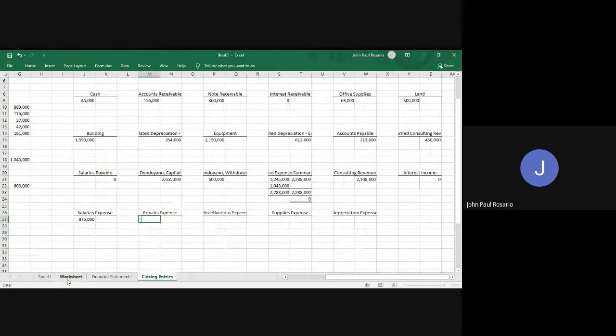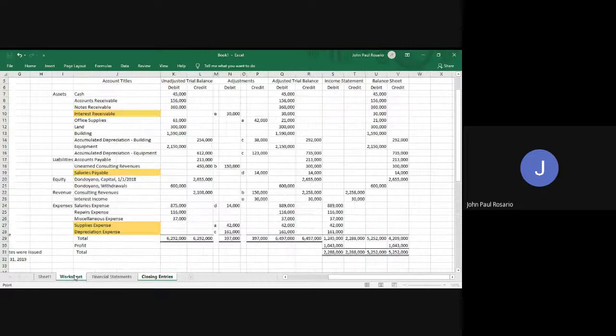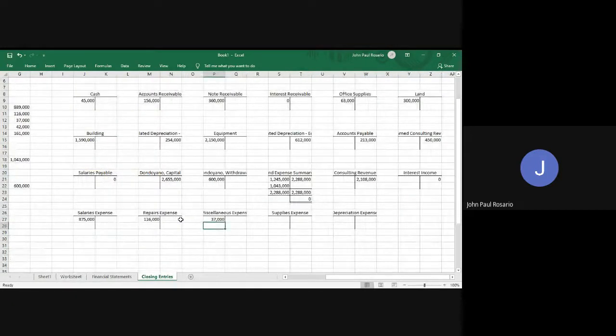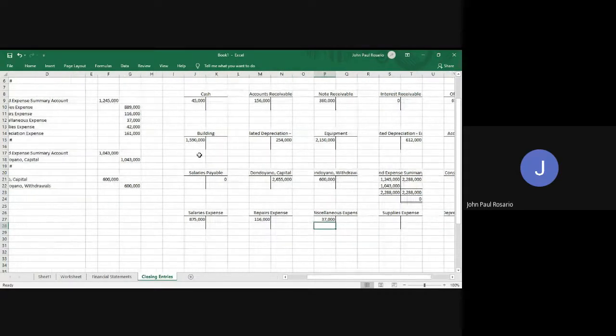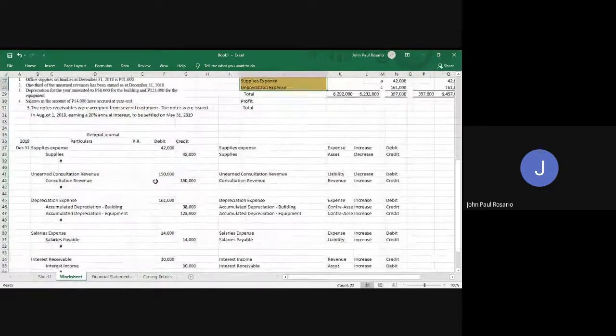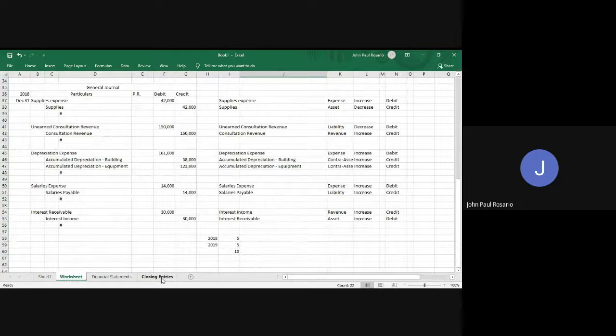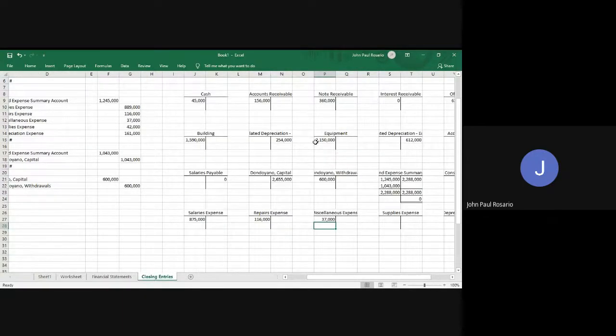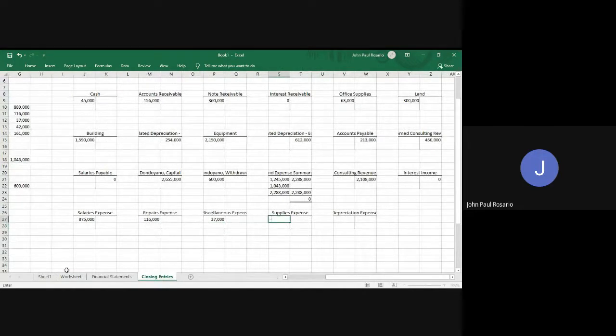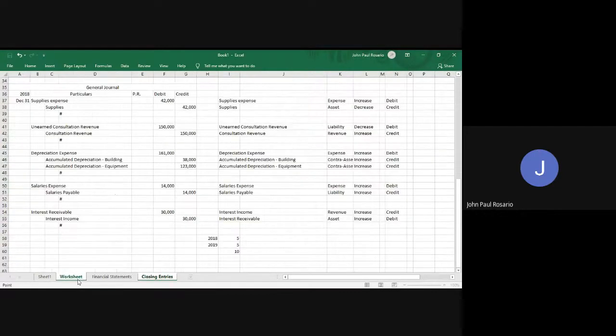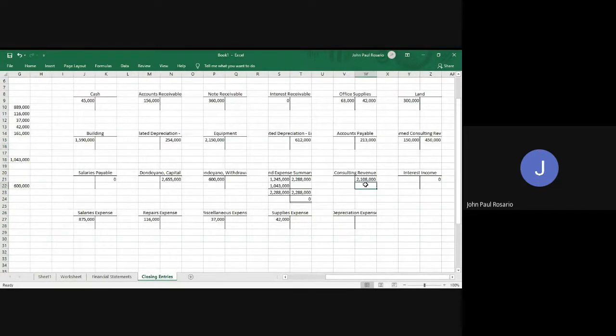What else? Okay. Since those two have no balances, let's just let them stay there. So again, with our adjustments, if you remember, first was debit supplies expense 42,000. Credit supplies, 42,000. Then debit unearned revenue 150, credit consulting revenue 150.